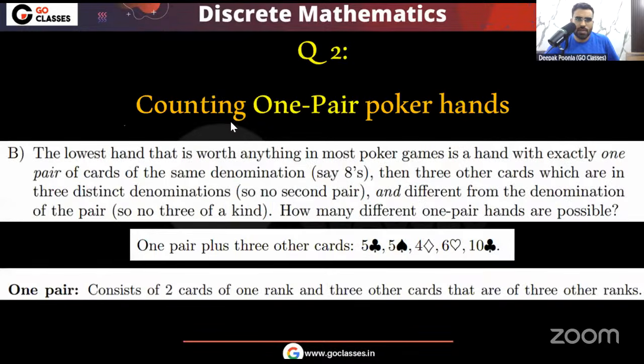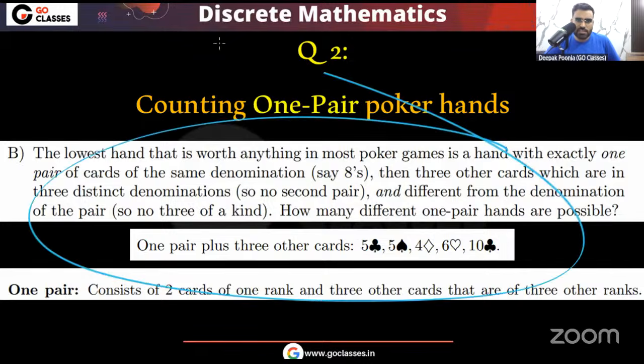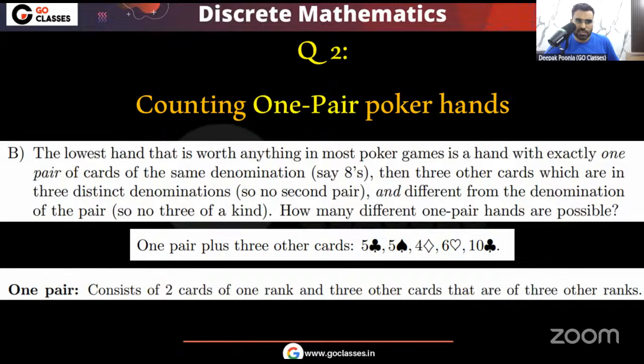Let's solve this question. Counting one pair poker hand. Now the definition is given to you. You read the definition, understand the definition, and then solve the question. Remember one thing, in the GATE exam, they will not ask you to count the one pair poker hand without giving you the definition. You don't have to remember what is the definition of one pair poker hand, what is the definition of royal flush, what is the definition of flush. These things you do not have to remember. In the GATE exam, they will give you the complete definition. You just have to read the definition and solve the question.